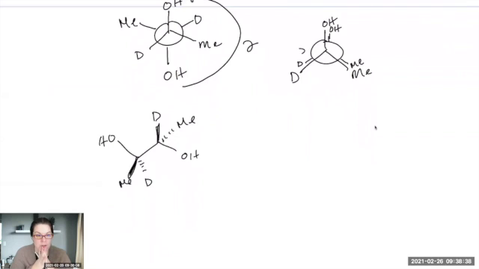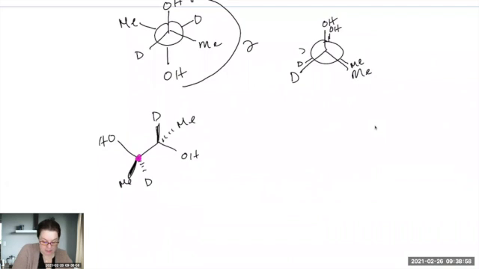Okay, I saw this confused a few times, so I just want to go through this one slowly. On the left, here's one asymmetric carbon. Okay, attached to that is an oxygen, a carbon, deuterium, and another carbon. Okay.